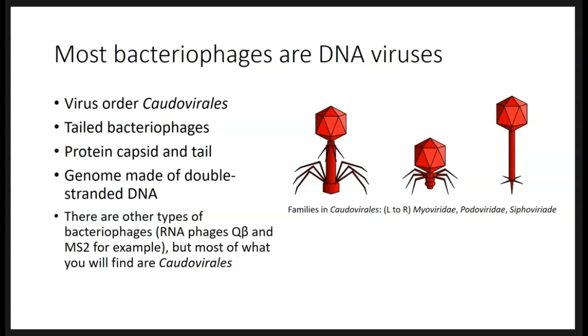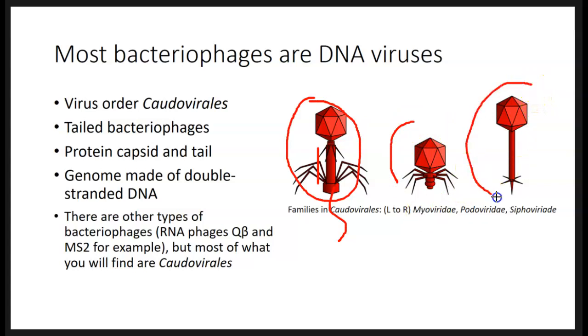but most of what you'll find in this class are Caudovirales. Those Caudovirales fit into 3 viral families. The Myoviridae, here on the left-hand side, are phages with a long contractile tail, and that tail can contract like a syringe to inject the DNA into the bacteria. In the middle here, these short stubby ones are Podoviridae. And then the Siphoviridae, here on the right-hand side, have a long flexible tail.